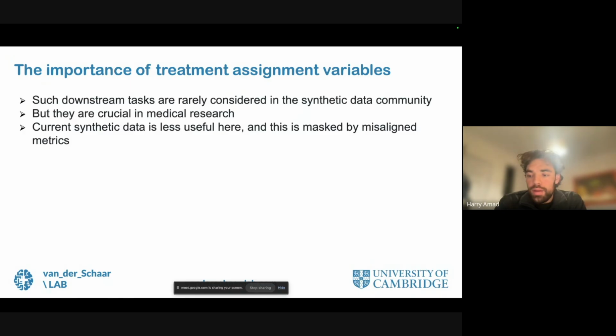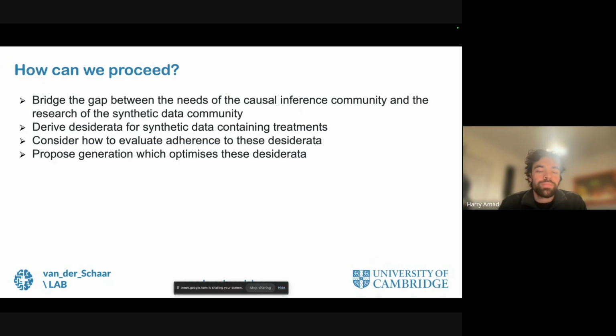Basically it means that synthetic data is less useful in the medical setting, and it's also masked by being evaluated with metrics which really are not so meaningful for medical use cases. So even if the data is poor quality, it's quite hard to show that it's poor quality with the current evaluation metrics available. And this will just hinder the use of synthetic data in medicine overall.